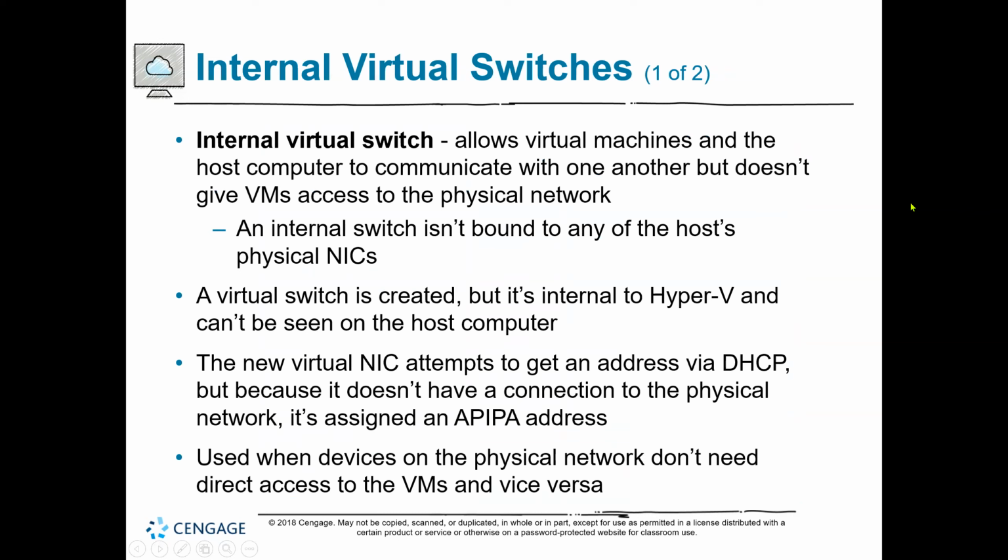Internal virtual switches. These allow virtual machines and the host computer to communicate with one another, but don't give VMs access to the physical network. An internal switch isn't bound to any of the host's physical NICs. A virtual switch is created, but it's internal to Hyper-V and can't be seen on the host computer. The new virtual NIC attempts to get an address via DHCP, but because it doesn't have a connection to the physical network, it's assigned an APIPA address. This is used when devices on the physical network don't need direct access to the VMs and vice versa.